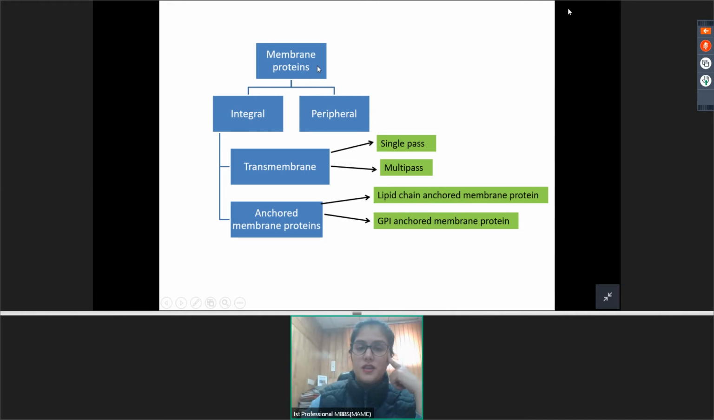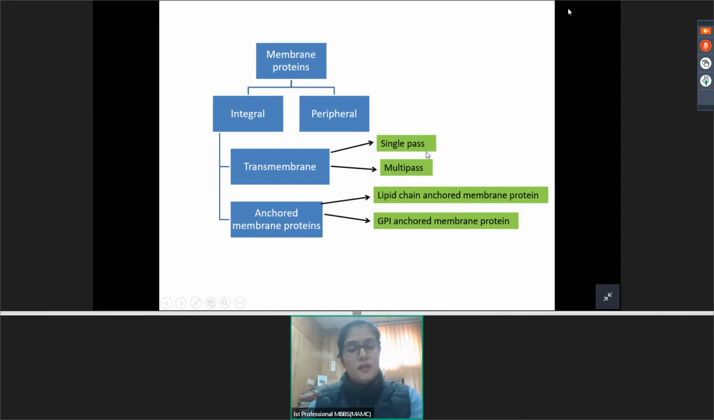This classification again shows that membrane proteins are of two types, integral and peripheral. Integral can be of two types again: transmembrane, which we have already seen, or anchored membrane protein. Anchored, you understand what anchor means? Anchor means there's something holding you down, holding the protein down. So the protein can be anchored with the help of a lipid chain. So lipid chain anchored membrane protein, or it can be a GPI anchor. GPI anchor is glycosyl phosphatidyl inositol anchored membrane protein.